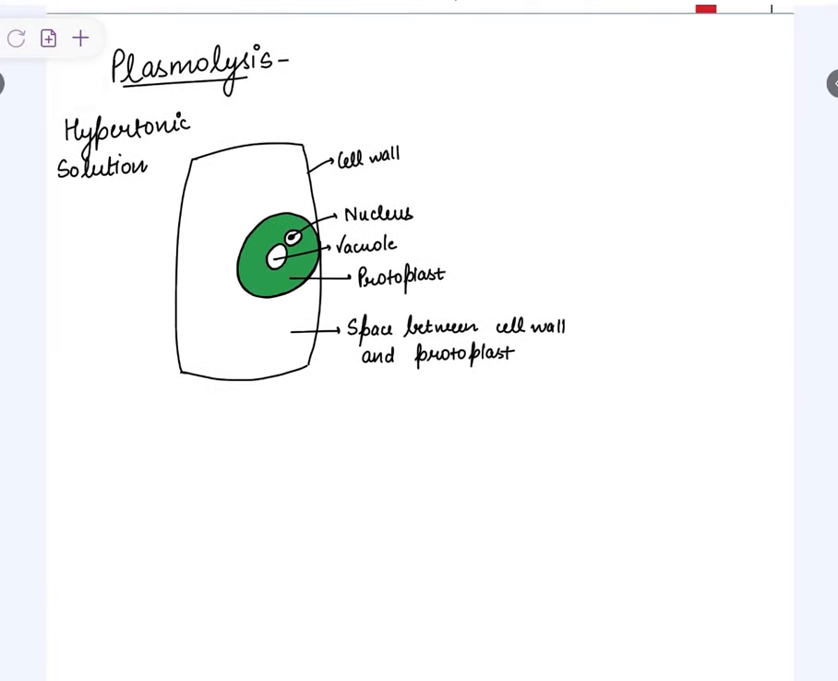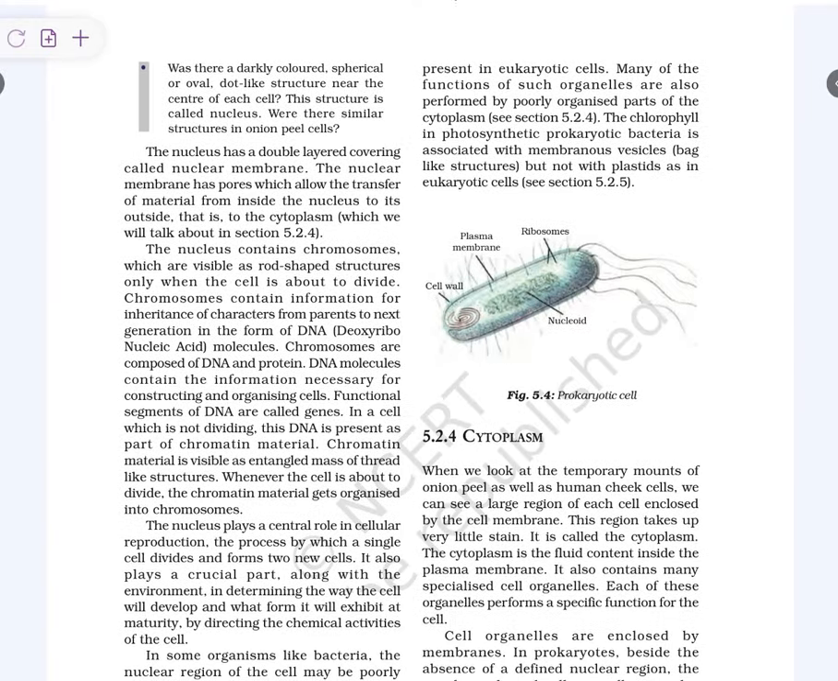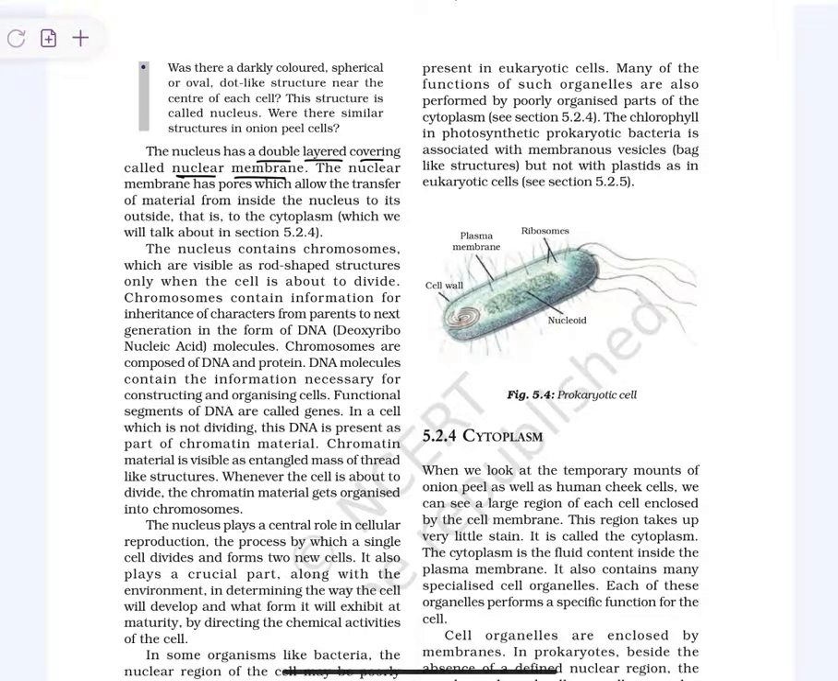So let's understand about the nucleus. That it has a double layered covering called nuclear membrane. इसमें ये एक double membranous structure है. And the nuclear membrane has pores which allow the transfer of the material. और उस double layered nuclear membrane में there are pores present through which transfer of the molecules from nucleus to cytoplasm to nucleus occurs. These nucleus contain chromosomes and these chromosomes are rod shaped structure.